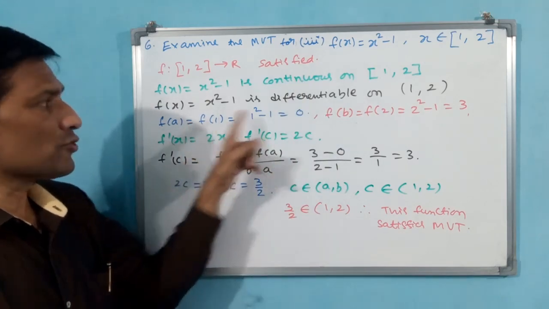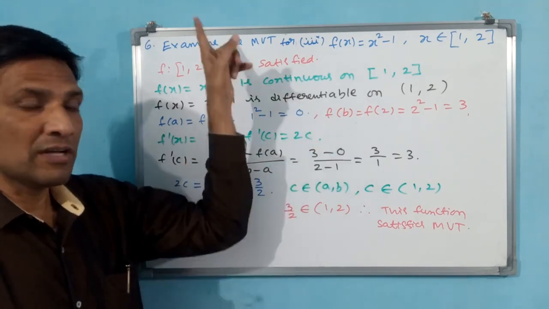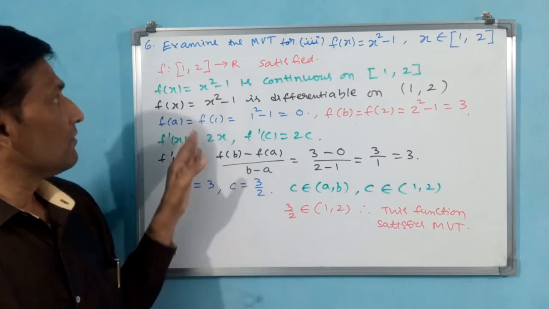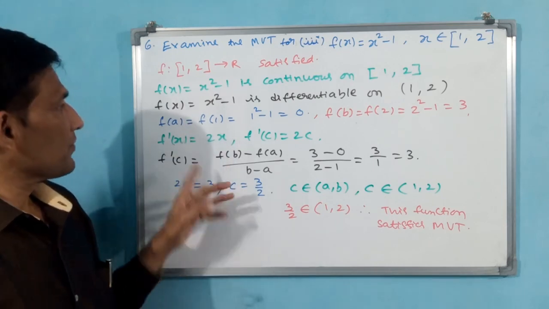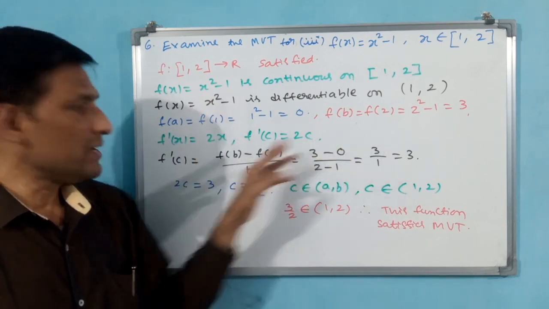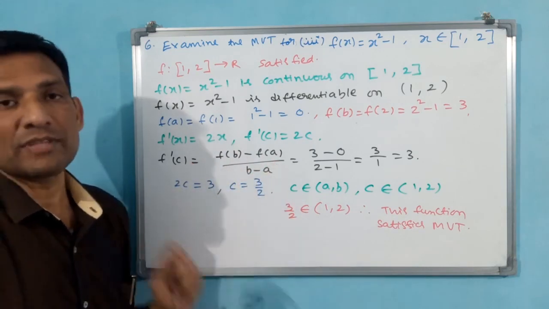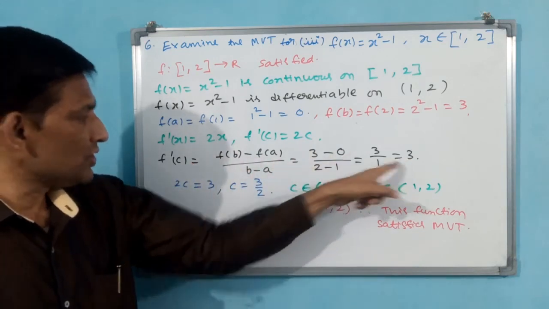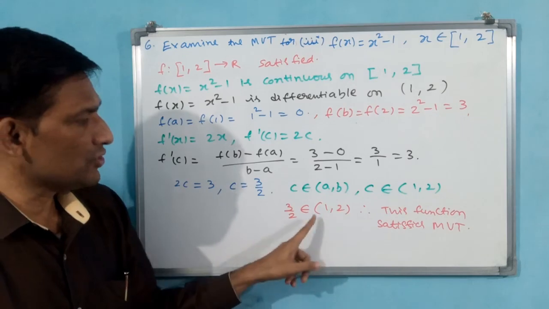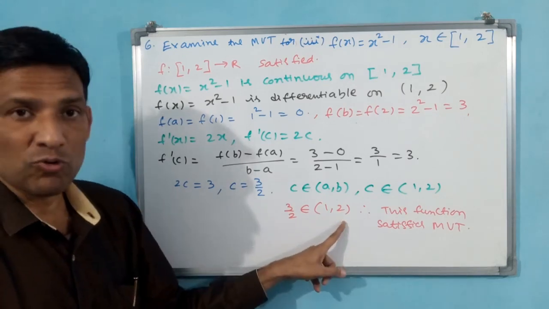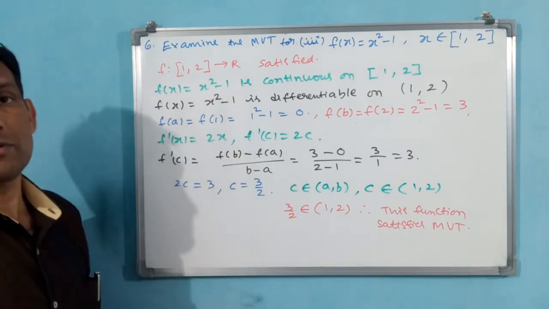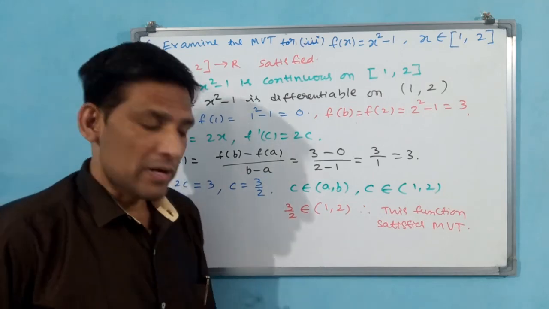Why? Because f of a should be equal to f of b, then only Rolle's theorem. For the mean value theorem, f of a need not equal f of b, and this condition it has to satisfy. After this also, if c does not satisfy this condition, if c is equal to 1 or equal to 2, then again this is not going to satisfy the mean value theorem. Like this, you have to build up the concept.